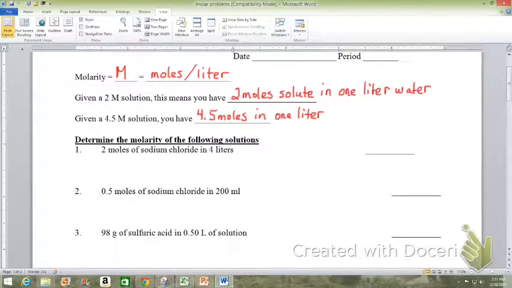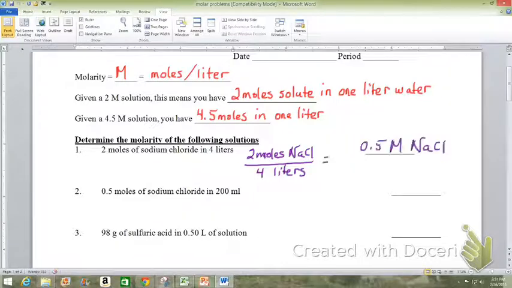Let's do some math on this. If you notice, we have 2 moles of sodium chloride, and we put this in 4 liters. So all we have to do is divide 2 moles by 4 liters, and we get 0.5 molar solution of NaCl. The big thing to remember is that that means 0.5 moles of NaCl in 1 liter solution.